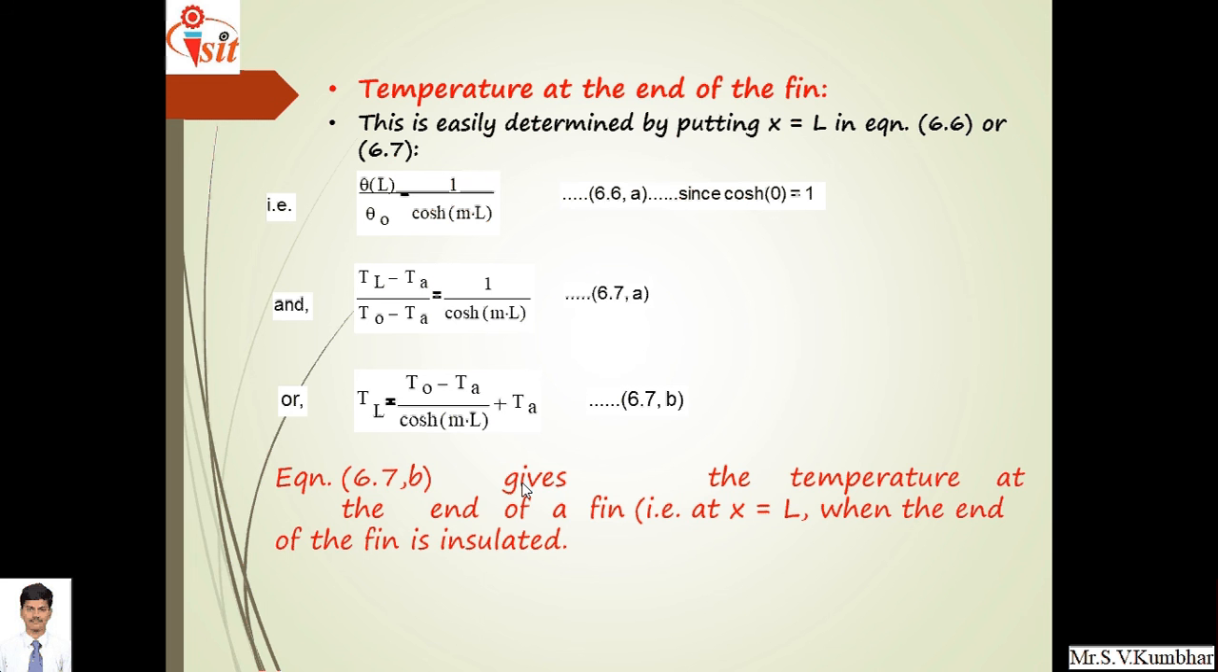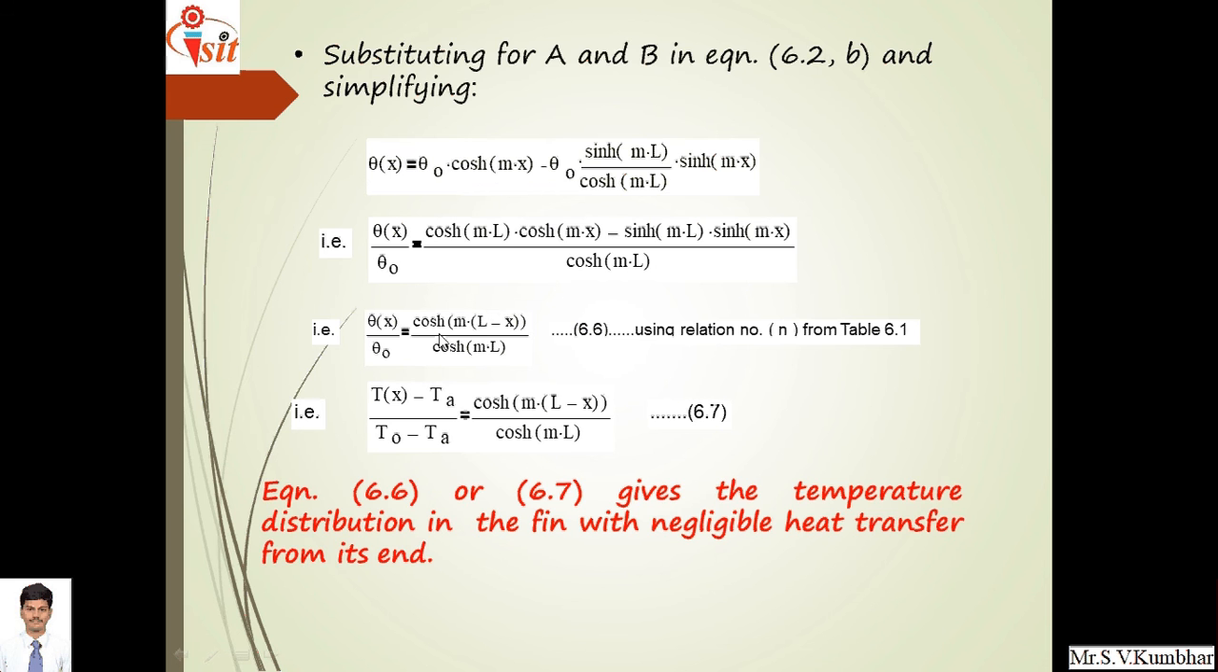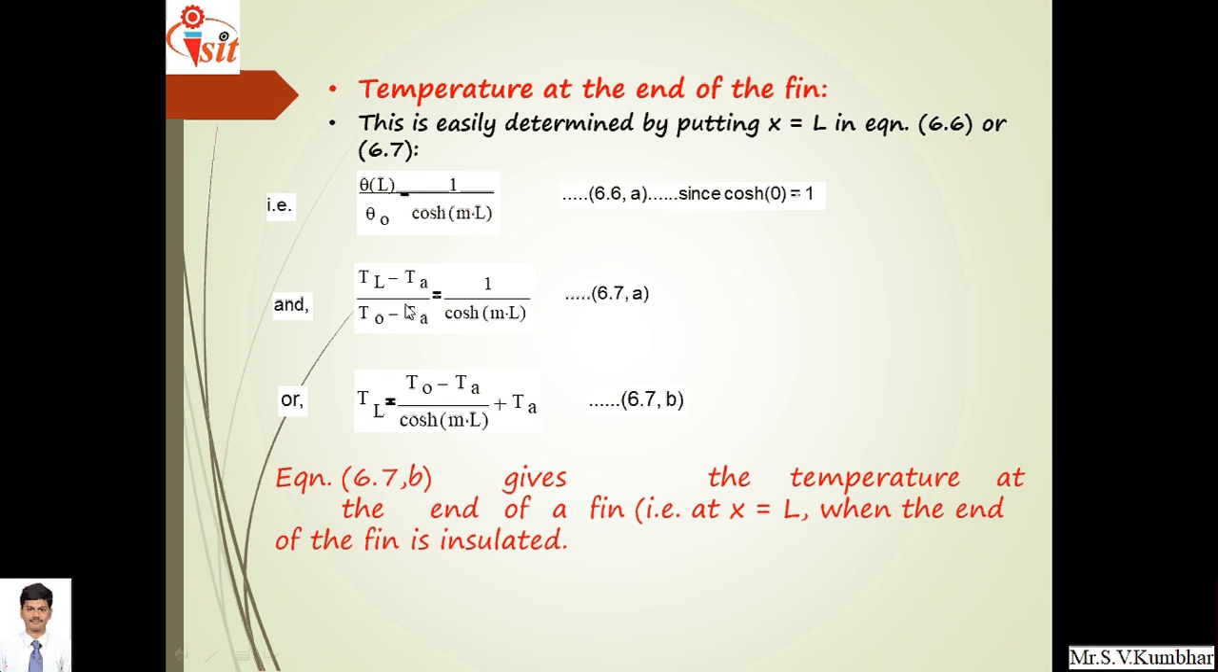And in order to obtain the equation for the temperature at the tip, we put theta L upon theta 0, that is x is equal to L, in this equation. It becomes theta L upon theta naught is equal to 1 upon cos hyperbolic ml, that is TL minus Ta upon To minus Ta is equal to 1 upon cos hyperbolic ml. Therefore TL, the temperature at length L, is equal to To minus Ta upon cos hyperbolic ml plus Ta. This is the temperature at the insulated tip.